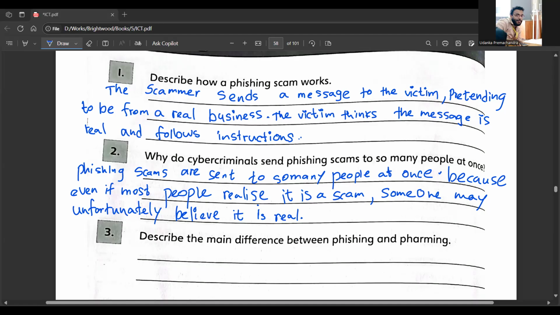Okay, now I will share a video for you that's regarding phishing. You can see this video. It's regarding phishing attacks. Please look at that. You can get an idea about phishing.